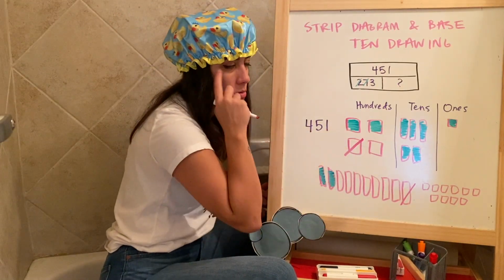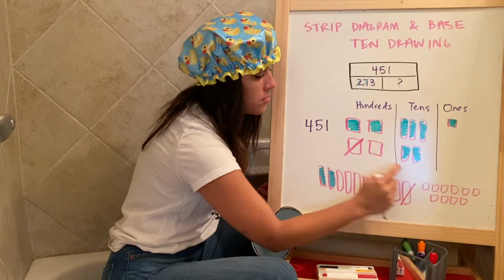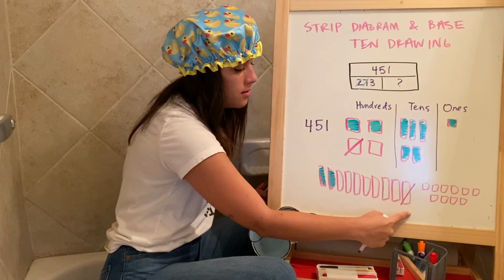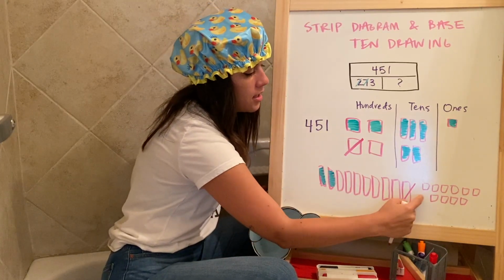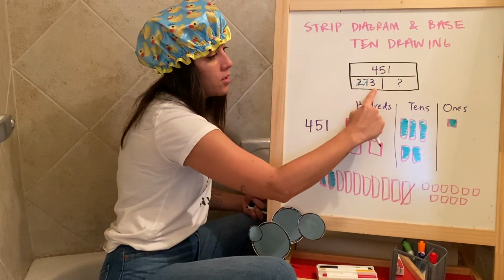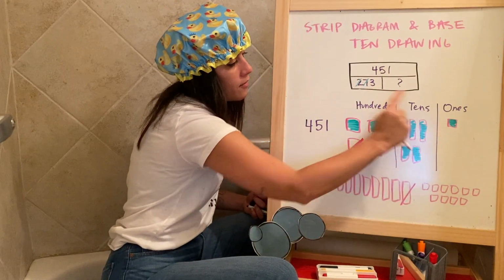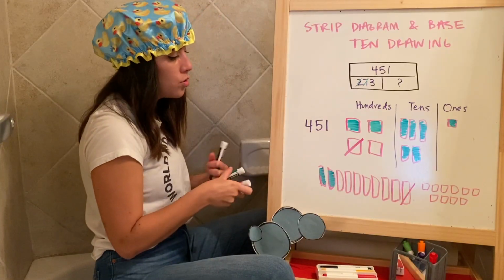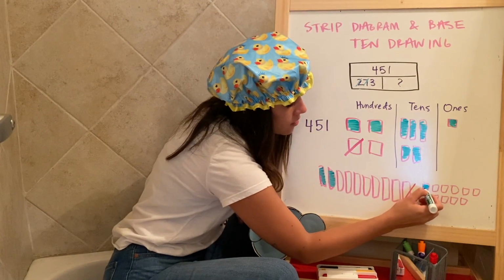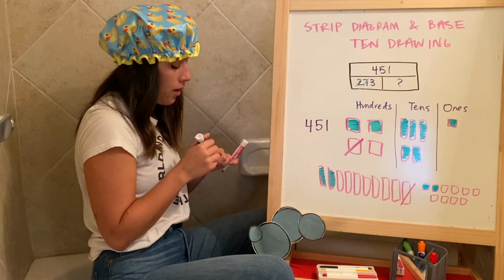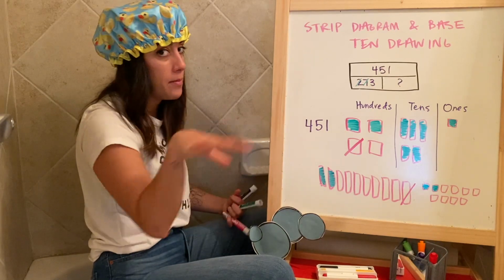I would erase it, but I just want to make sure that you are seeing what I'm doing. I turned 100 into 10 blocks of 10. I turned a 10 into 10 ones. I've taken away 1 of the ones place. I need to take away 2 more. Okay, 2, 3. Now, I've shaded in what I am not counting anymore.